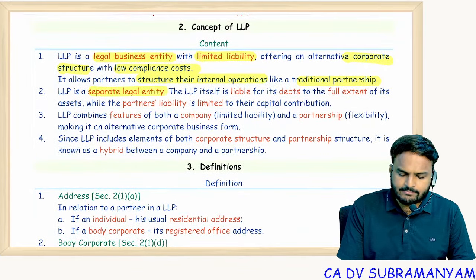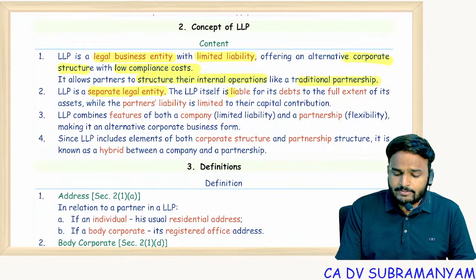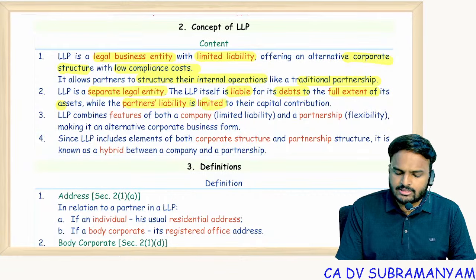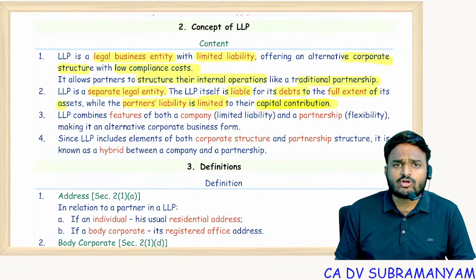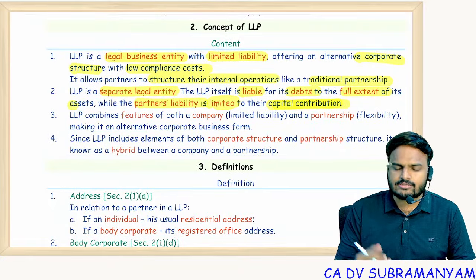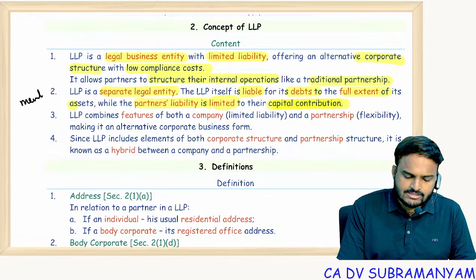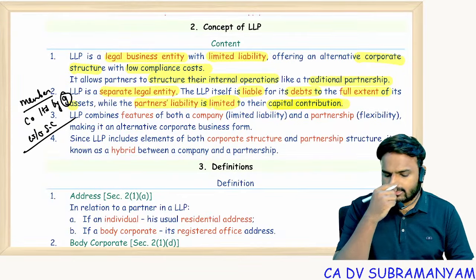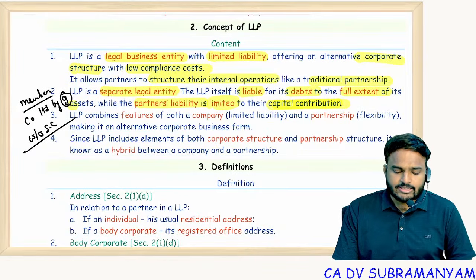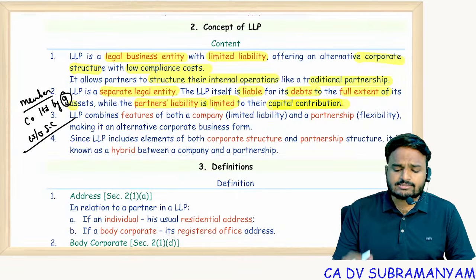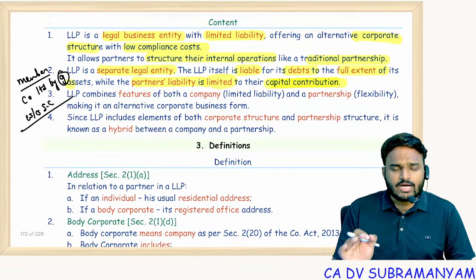Next one, it is a separate legal entity. LLP itself is liable for its debts to the full extent of its assets, while the partner's liability is limited, that too to the extent of agreed contribution. If you ask me personally, sir, partner's nature of liability in case of LLP is similar to members' liability in case of a company limited by guarantee without share capital. How can members' liability be calculated or estimated in case of a company limited by guarantee without share capital? Partner's liability is also similar in case of LLP, limited to the extent of agreed contribution.